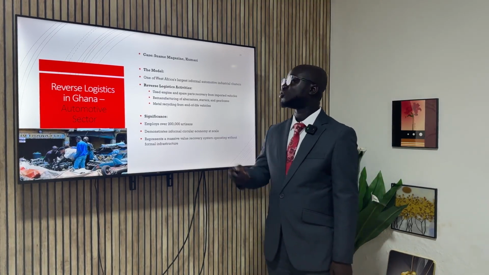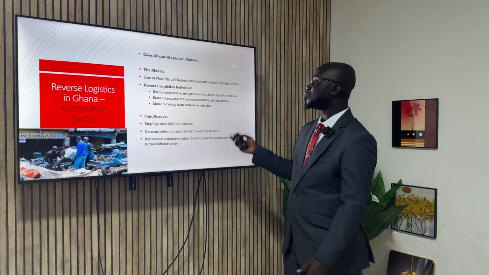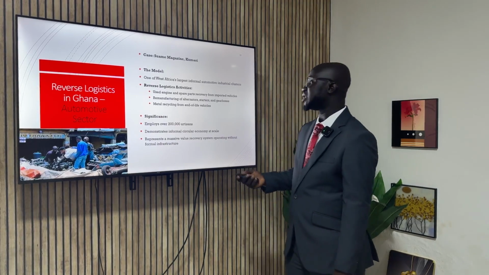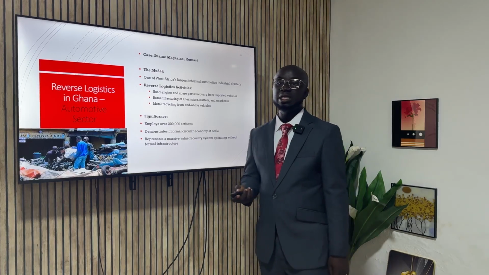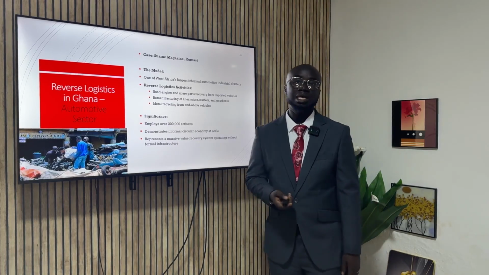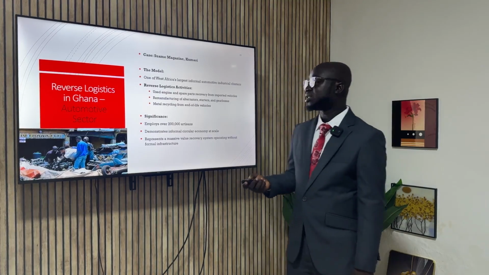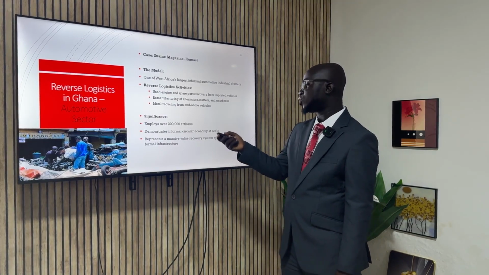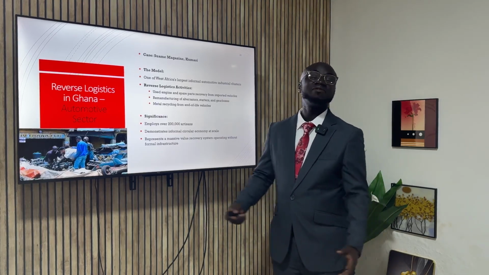Now, if they are doing all these things, we are looking at its significance. If they are able to recover bad engines and then use them for other things, what is its significance? So we are saying that it is able to employ over 200,000 artisans. So this one will even help with the unemployment rate in Ghana as a whole. And by doing so, they are demonstrating an informal circular economy at a very big scale.